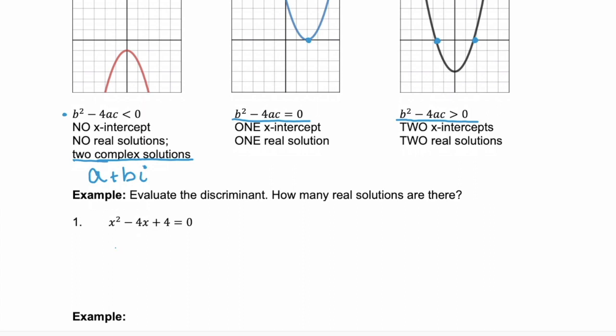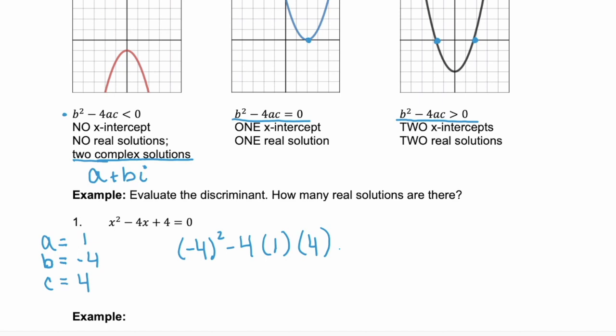So here we're given x squared minus 4x plus 4 equals 0. Well, to find the discriminant, we still need to know the values for a, b, and c. a is 1, b is -4, and c is a positive 4. Then remember the discriminant is b squared minus 4ac.